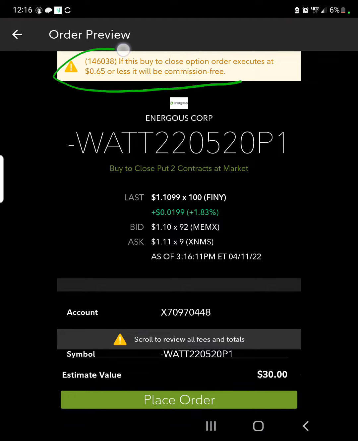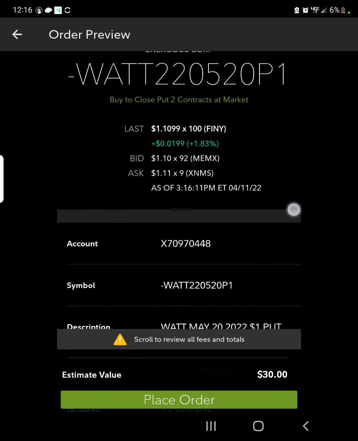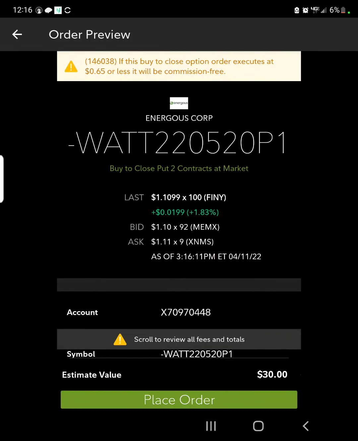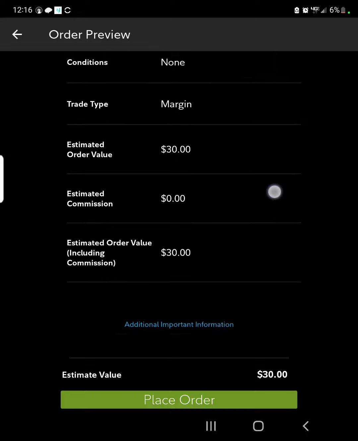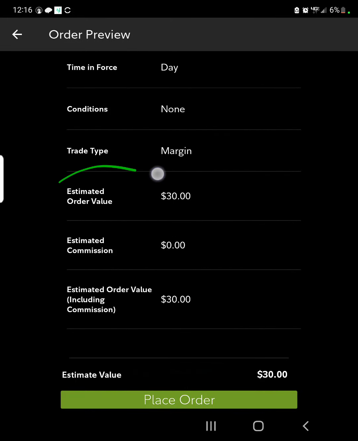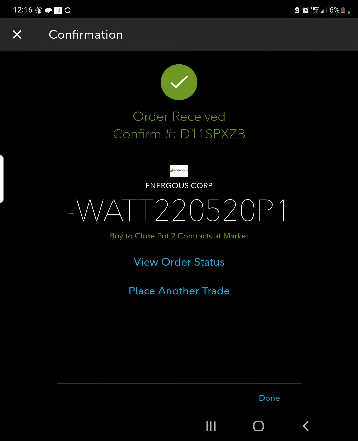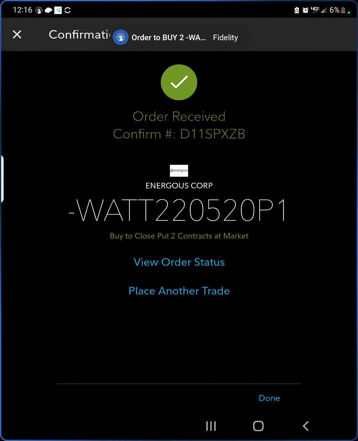So that's nice. If it executes at less than $65, because that's 65 cents times 100 shares, it will be commission free, which is fantastic. So I won't have any fees. But let's go ahead and go down. So you can see I'm buying to close 2 contracts at the market price. Okay, 2 contracts. Estimated value, I'm going to get $30 for it. Oh, okay, so I guess I made a couple dollars. And what I'm going to do is place the order. And there it goes.